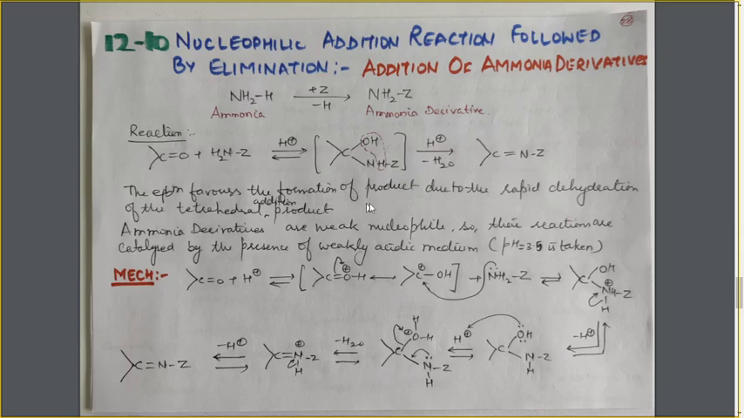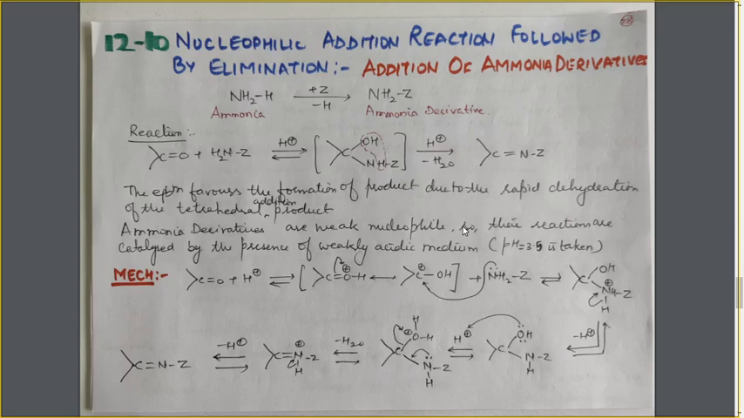The equilibrium favors the formation of the product due to the rapid dehydration of the tetrahedral product. As we have seen, the nucleophilic addition reaction is a reversible reaction, so why does this reaction favor the formation of the product? Because in the second step the loss of the water molecule takes place rapidly, shifting the equilibrium in the forward direction.